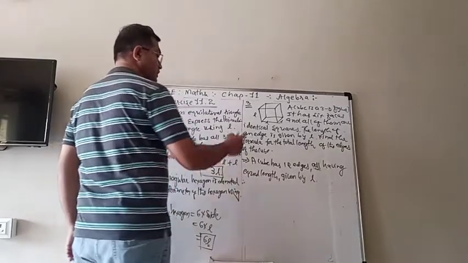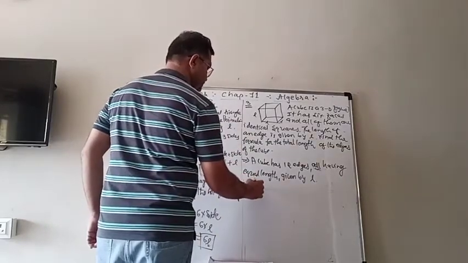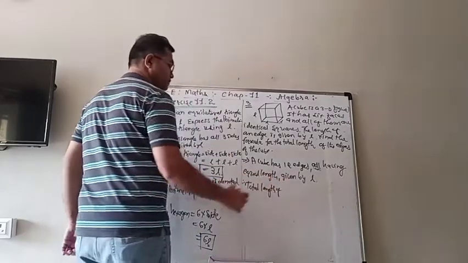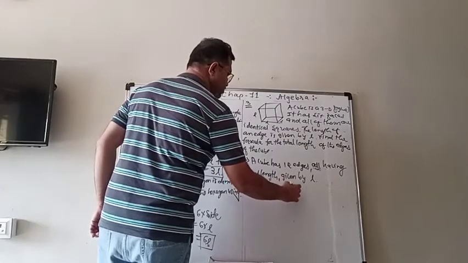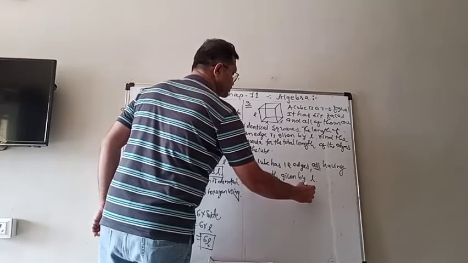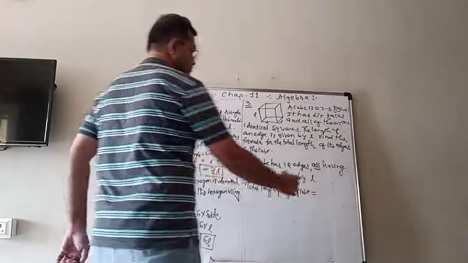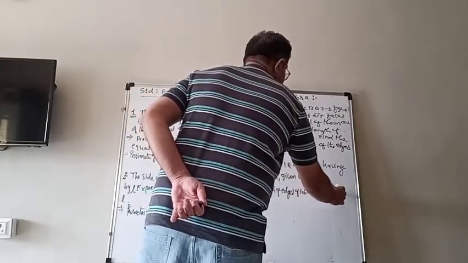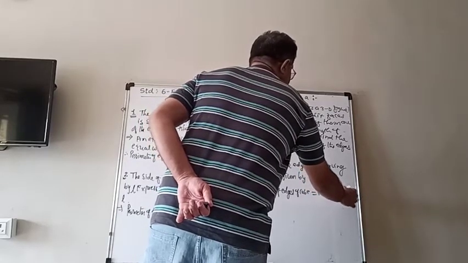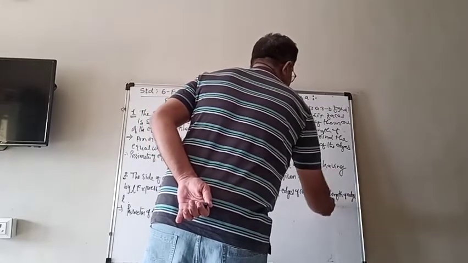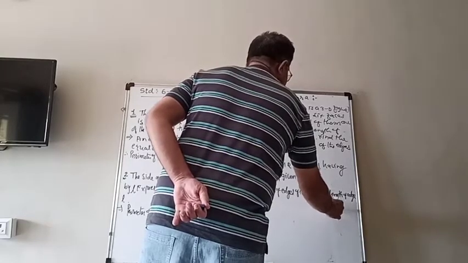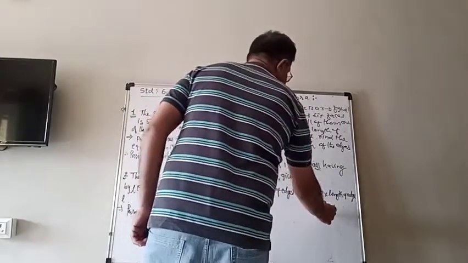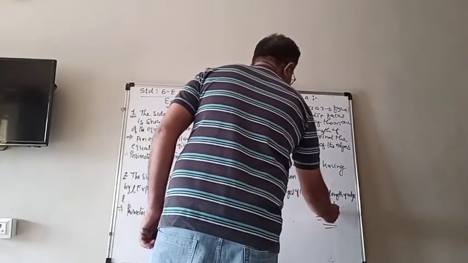Therefore, the total length of edges of a cube is equal to 12 multiplied by the length of an edge, that is 12 multiplied by L. So it is given by 12L.